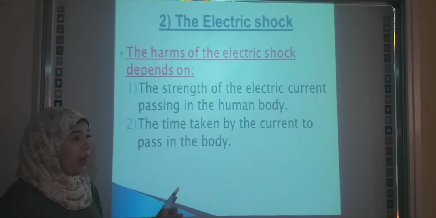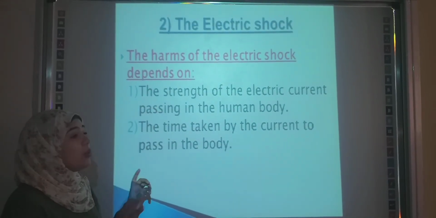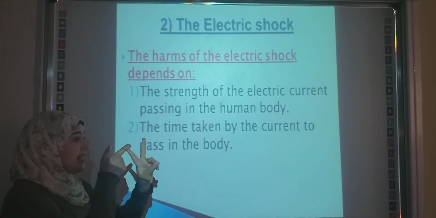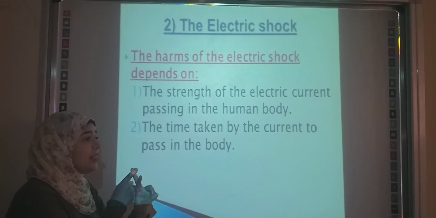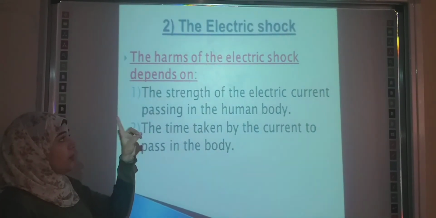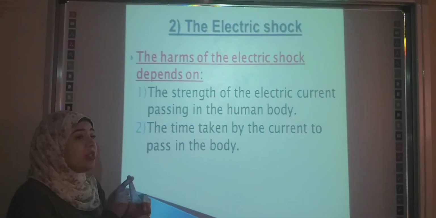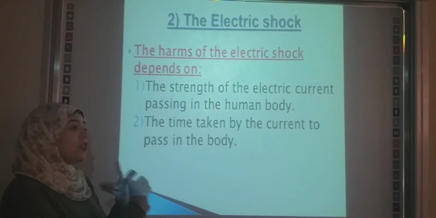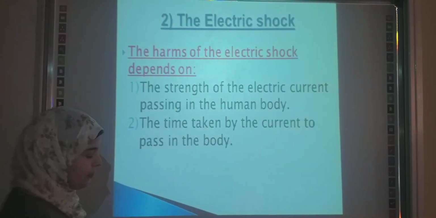or a long time. So what do the harms of electric shock depend on? They depend on two things: the strength of the electric current and the time taken by the electric current. Again, what do the harms of electric shock depend on? Number one, the strength of the electric current, and number two, the time the electric current takes passing through the human body.